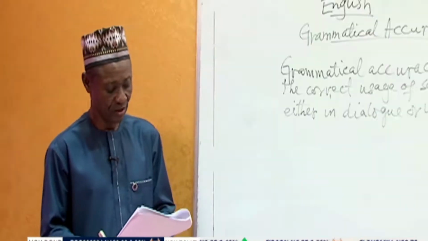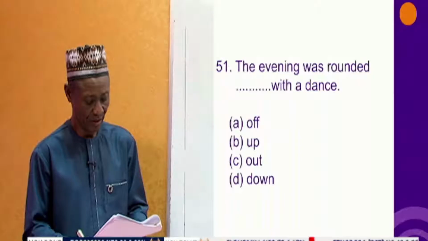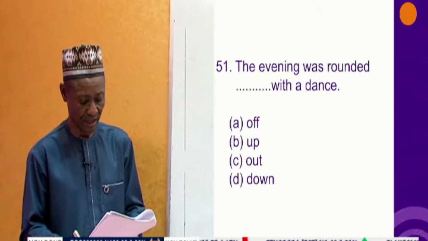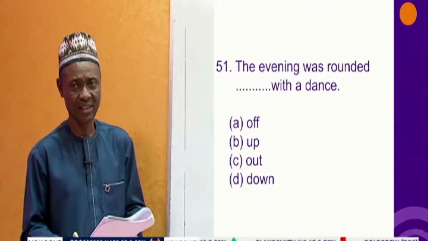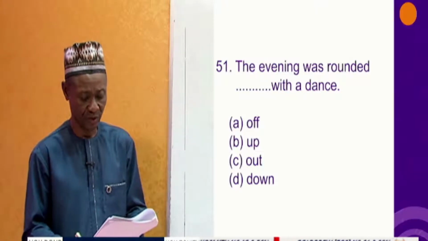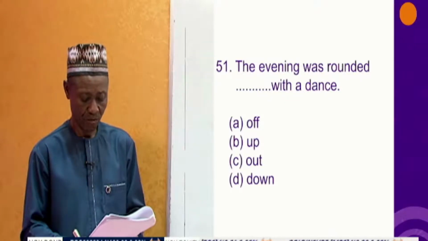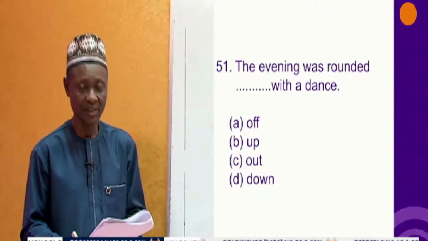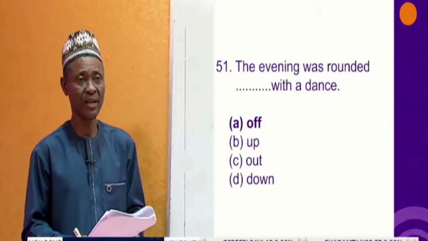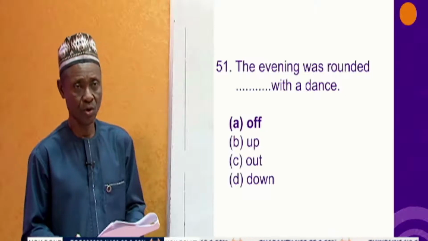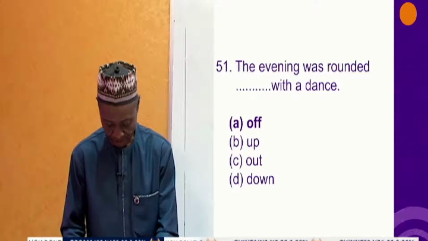Question number 51. Still taken from phrasal verbs. The evening was rounded dash with a dance. You can see the repetition of that same question we saw in the previous year. The options are A, off, B, up, C, out, D, down. Option A, which is off, O-F-F, is the correct answer to the question.